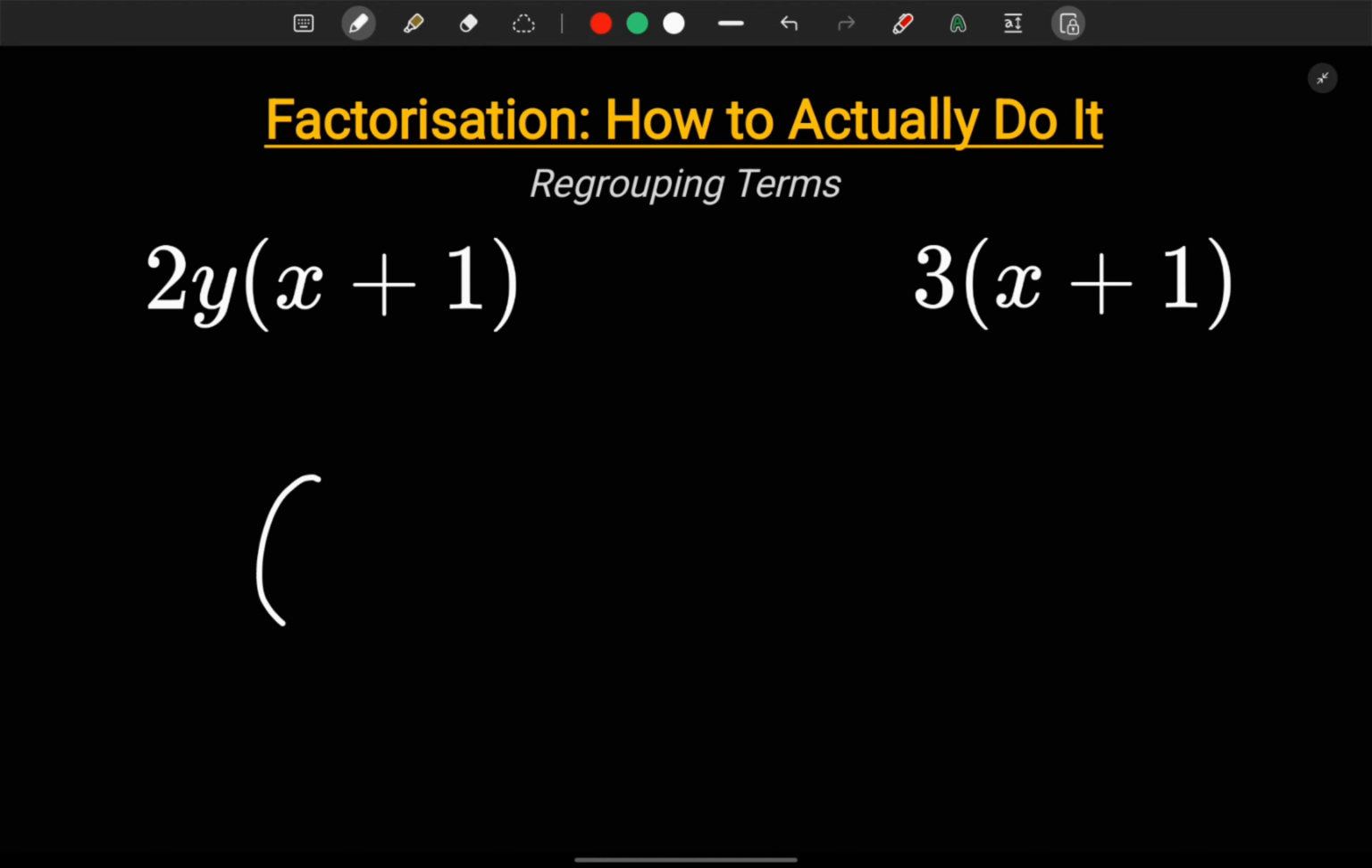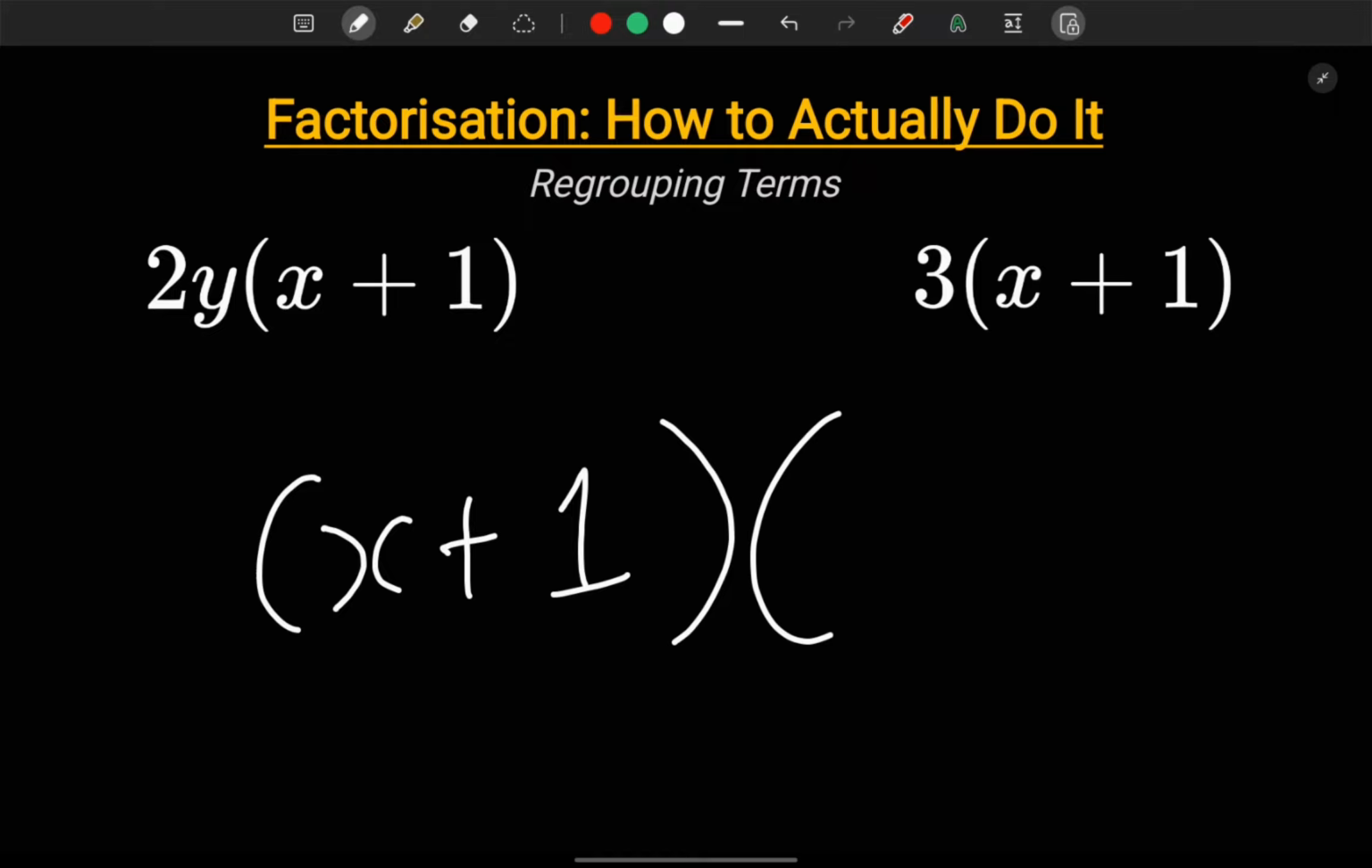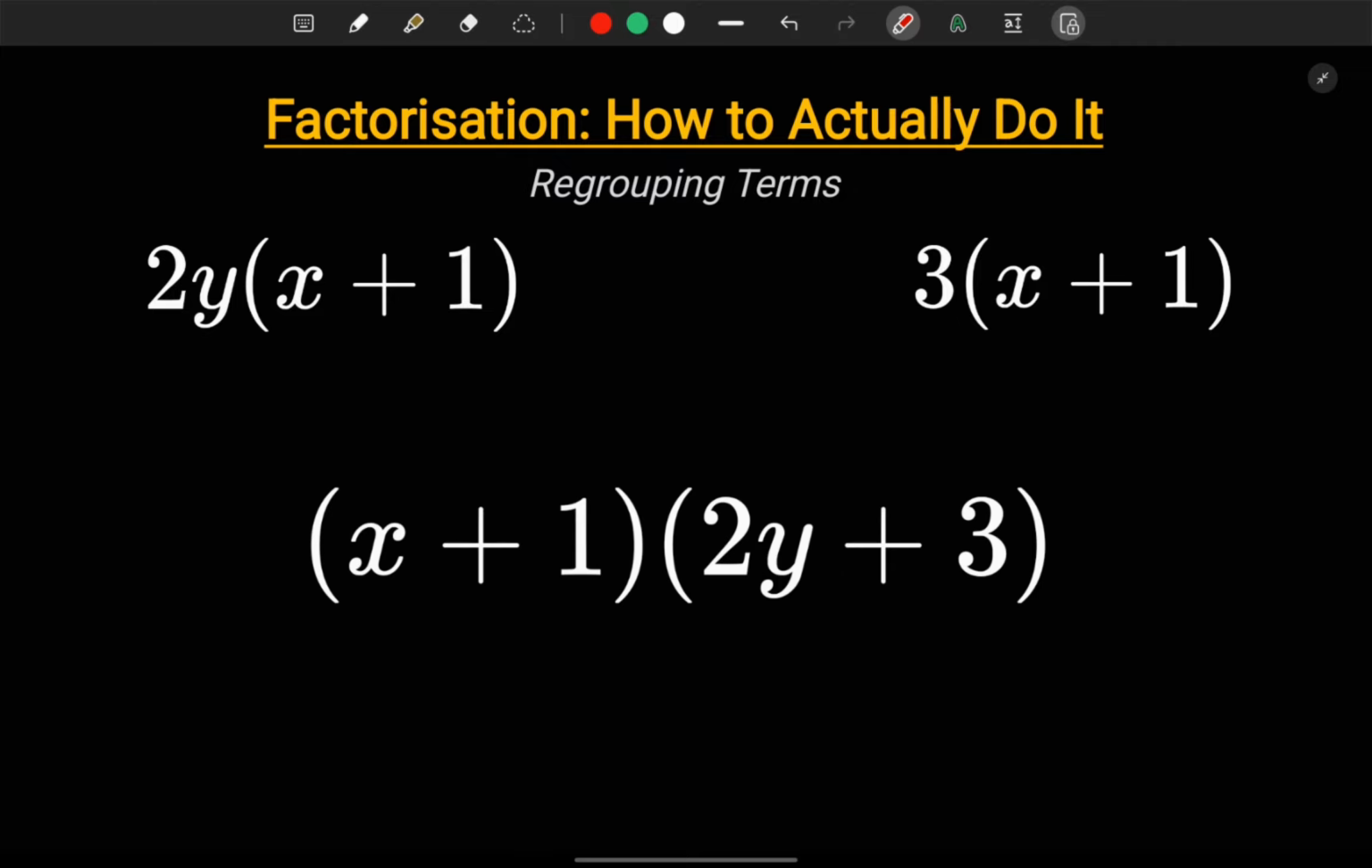We take x plus 1 common. x plus 1. What do we have left? 2y and 3. So we write 2y plus 3. The reason we write plus 3 is because there's no negative sign here behind the 3. And would you look at that? This is our final answer. We did the same thing but in 2 stages, and that's the beauty of regrouping terms.